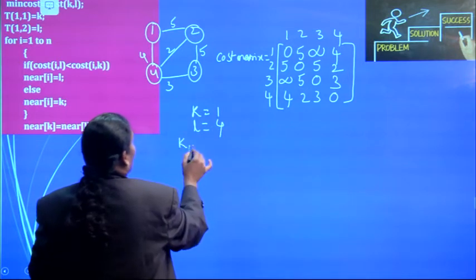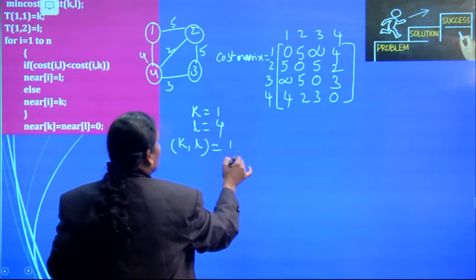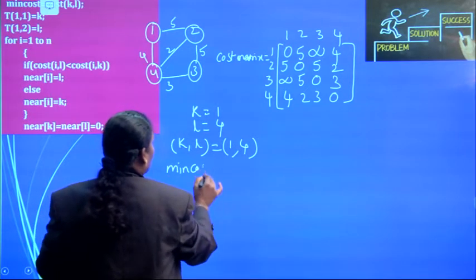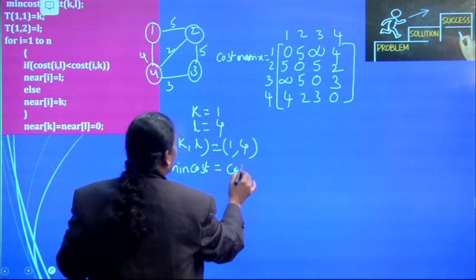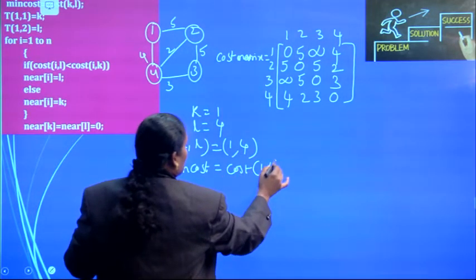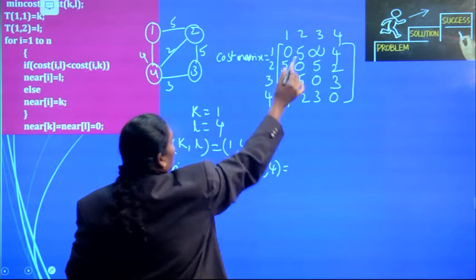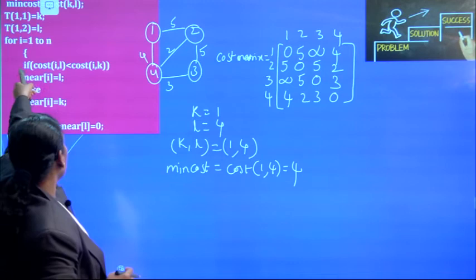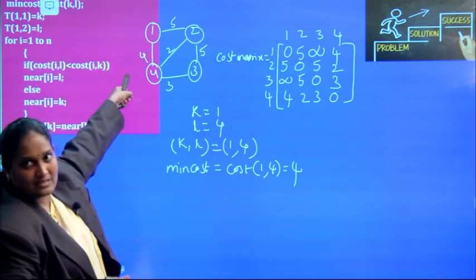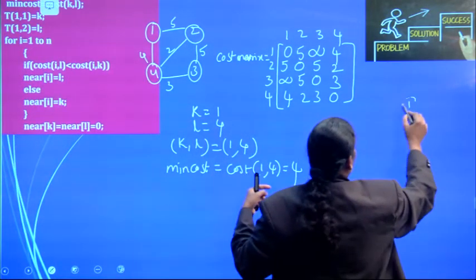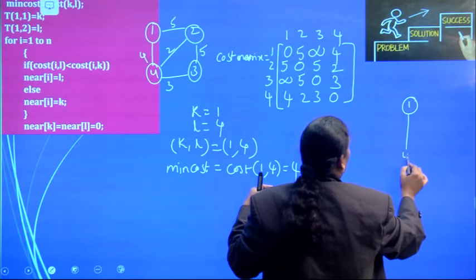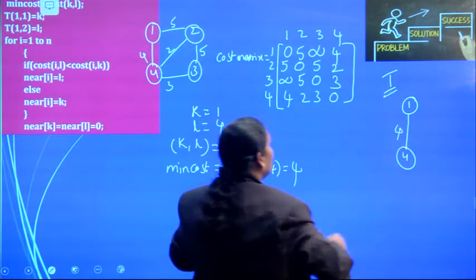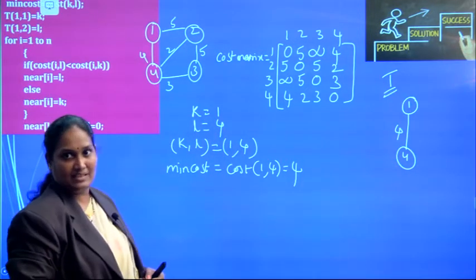So here we selected k L as 1 comma 4, and the minimum cost is the cost of k comma L, that is cost of 1 comma 4. What is cost of 1 4? 4. Cost of 1 4 is 4. After that we are adding it into the spanning tree. Now here this is 1 4. Let us consider this as the spanning tree. I included that k comma L into the spanning tree.